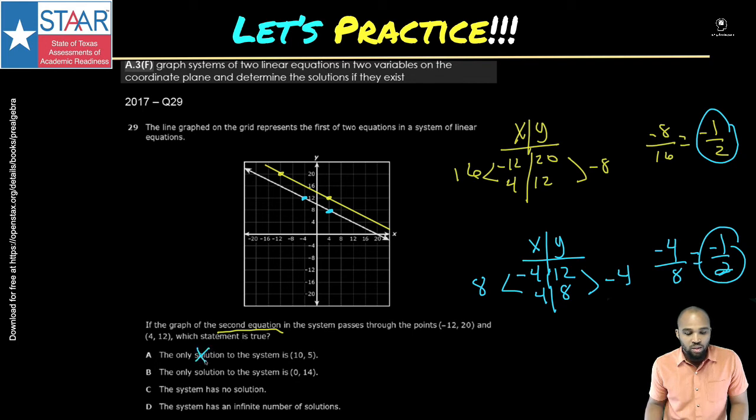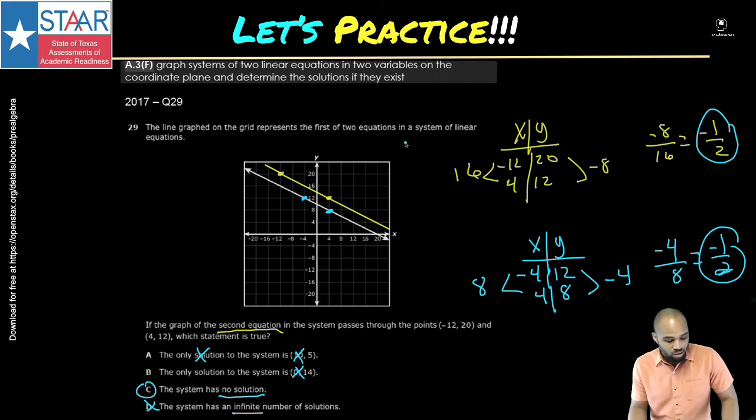So this says there's one solution. Nope, there's not any solutions. They're never going to cross. Only the only solution is this. Nope, there's no solutions. No solution. There is, and C sounds like the perfect answer. There is no solution. Infinite solutions? Nope. That's when the lines are right on top of one another. The only one that makes sense there is C.